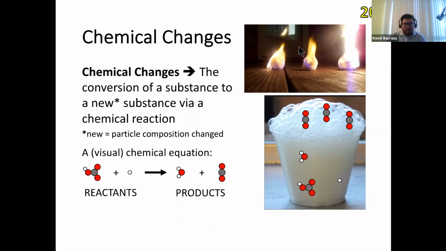The same thing goes with the cotton ball. It's because the chemical structure, how many atoms there are in the particles of cotton, reorganizes and changes. The smoke coming off includes carbon dioxide. So we're making new types of particles. Whenever this happens, we have a chemical change.